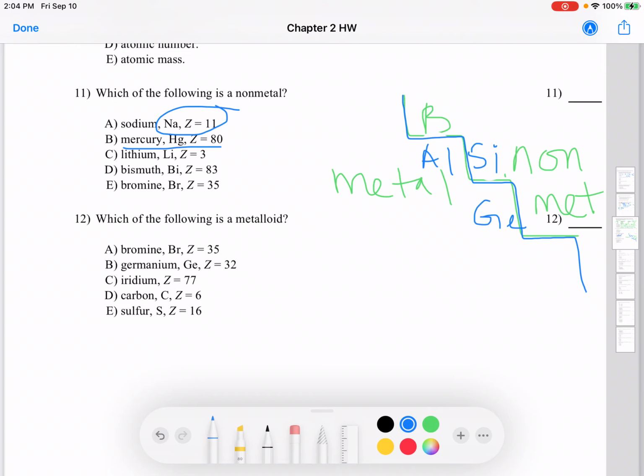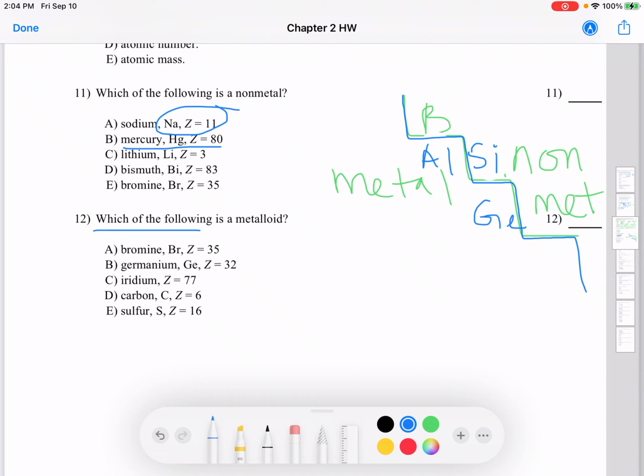And then bromine, you will see bromine is in group 7, the halogens, where you will find fluorine, chlorine, bromine, atomic number 35. That's going to be the one that is a non-metal.